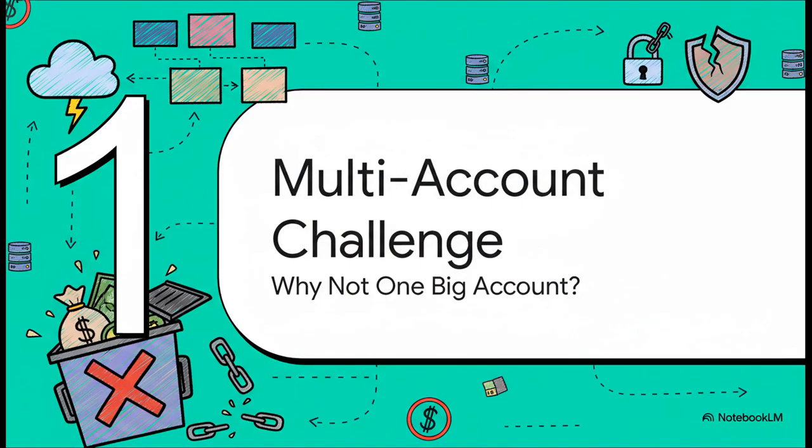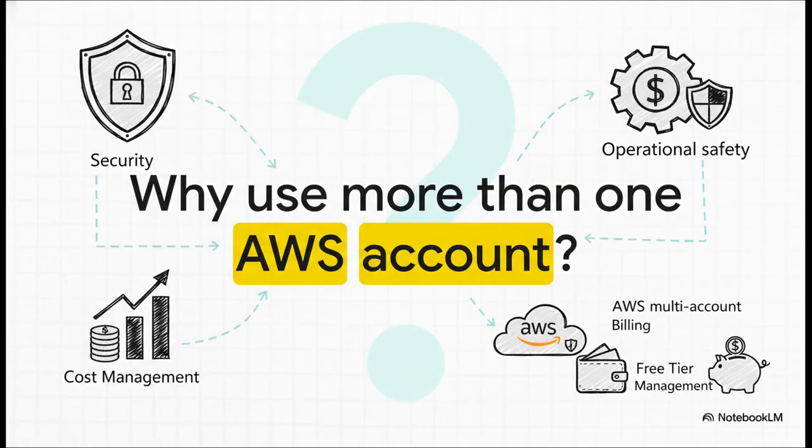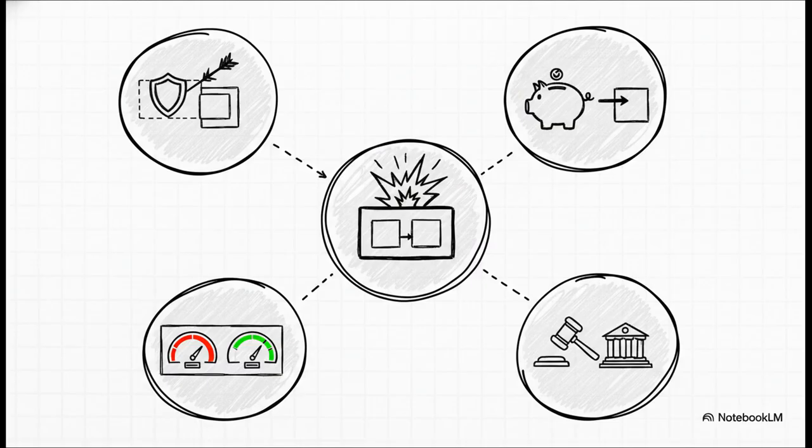First things first, let's talk about the core problem we're trying to solve here. As a company starts to grow on AWS, you might think, hey, let's just put everything in one giant account. Simple, right? Well, it turns out that's actually a pretty risky move. So you gotta ask, why would anyone add the complexity of juggling multiple AWS accounts? It seems like more work. But the answer, and this is key, really comes down to three things: security, managing your costs, and just operational safety.